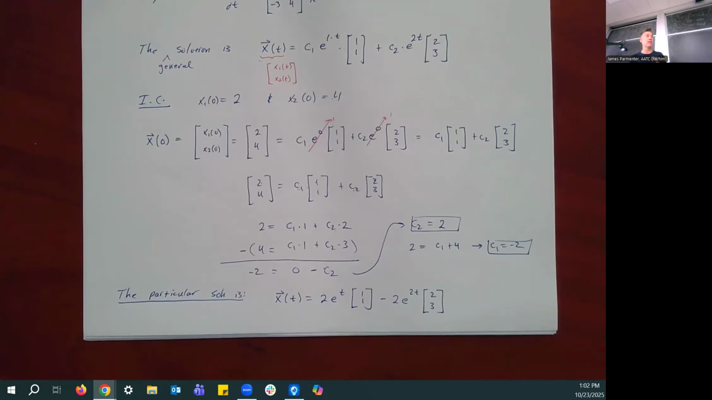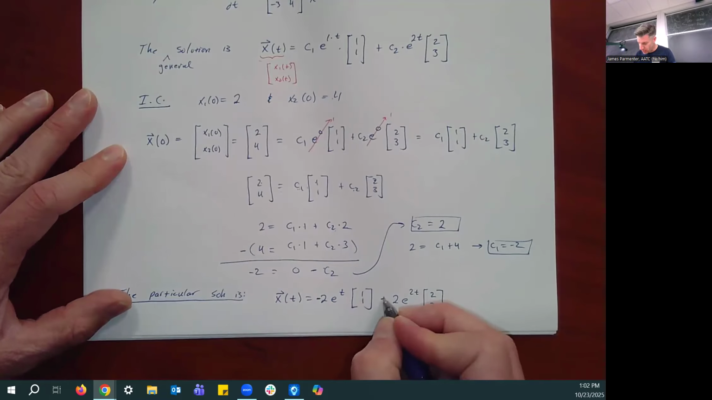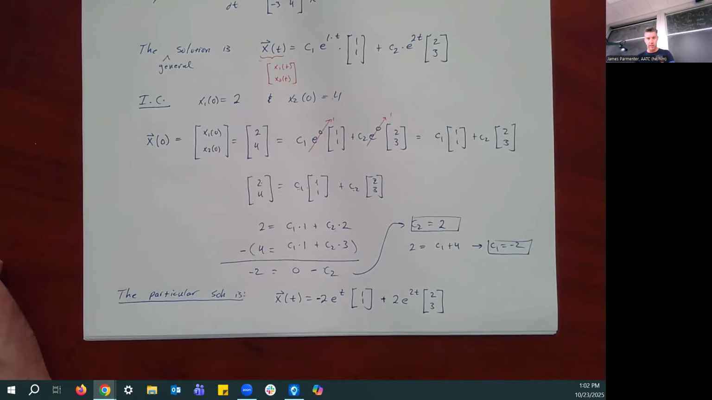I did switch the C1 and C2. Apologies. It should have been -2 times e to the t times 1, 1 plus 2 times e to the 2t times 2, 3. Thank you. Good catch.